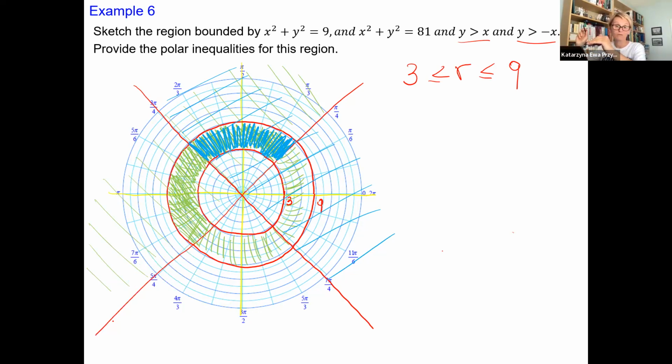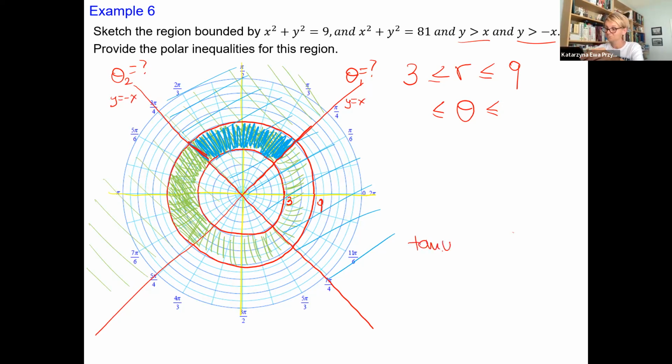Radii are actually between 3 and 9. What about theta? That's the angle. We have to find out this one and this one. Because the region is between that angle and the other angle. Theta 1, theta 2. Okay. How can we find the theta? What is the angle? This is definitely the line y equals x. This one is y equals negative x.